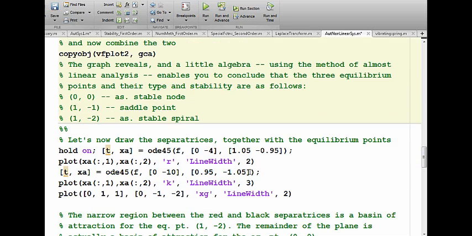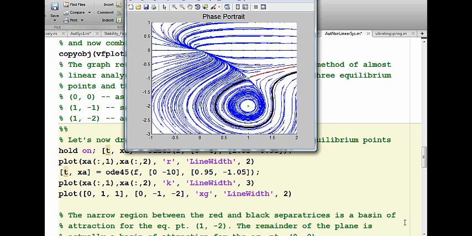So let's draw the separatrices. Again, there are going to be two. Run it, bring up the picture, and there's our separatrices. So this time they run between this saddle point and infinity. There's one separatrix going out to infinity. Here's the other one coming around, and in between here we have a basin of attraction for the spiral point at (1, -2), and outside that region we have a basin of attraction for this asymptotically stable node at (0, 0).